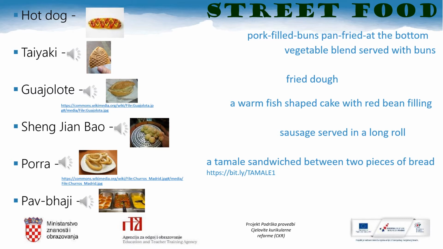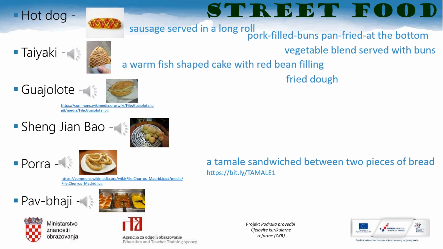Excellent. Now that we can name different street food and we know what it looks like, it's time to match the food with its description. So take a look at the descriptions and try to figure out which one fits hot dog first. Yes, it's this one. Sausage served in a long roll. Excellent. That was easy. What about the next one? Take a look at the picture. It might help you. Yes, it's a warm fish-shaped cake with red bean filling.